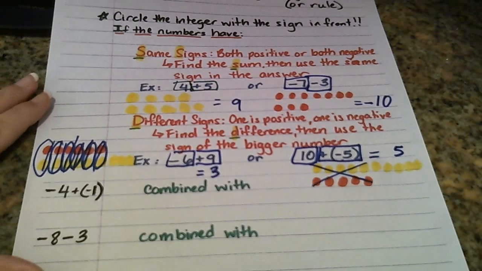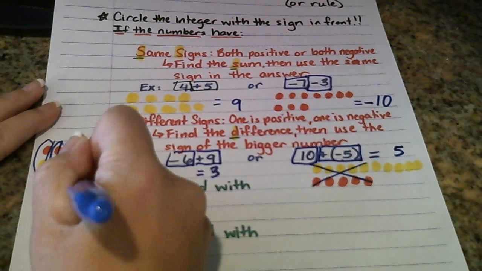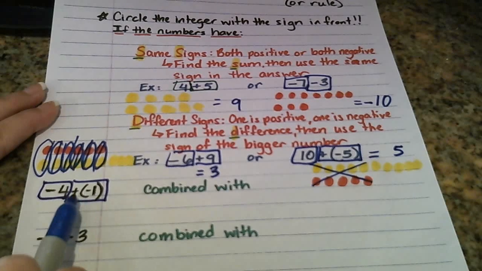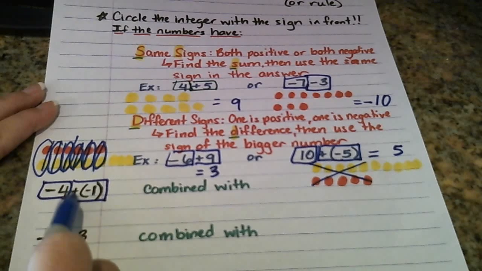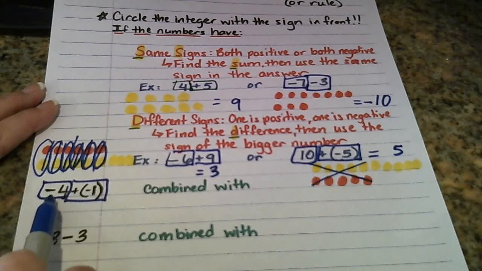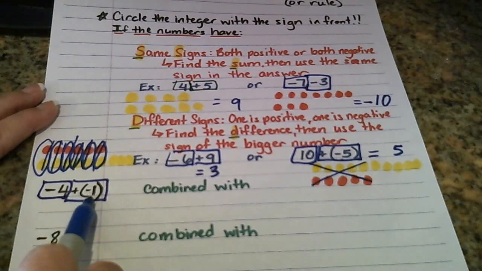My first example, boxing out the number with the signs in front of it. We've got a negative 4. This plus sign just means that you're putting those two numbers together. It can be there. It doesn't have to be there as in the next expression, but it can be there. It doesn't really change much. So you're combining negative 4 with a negative 1.